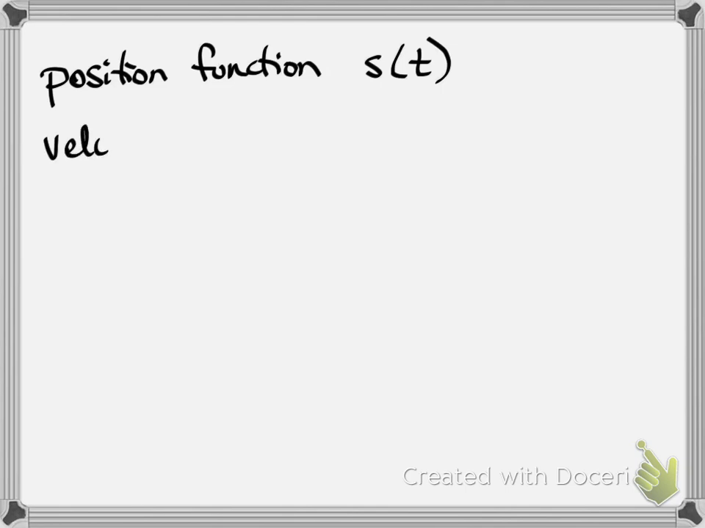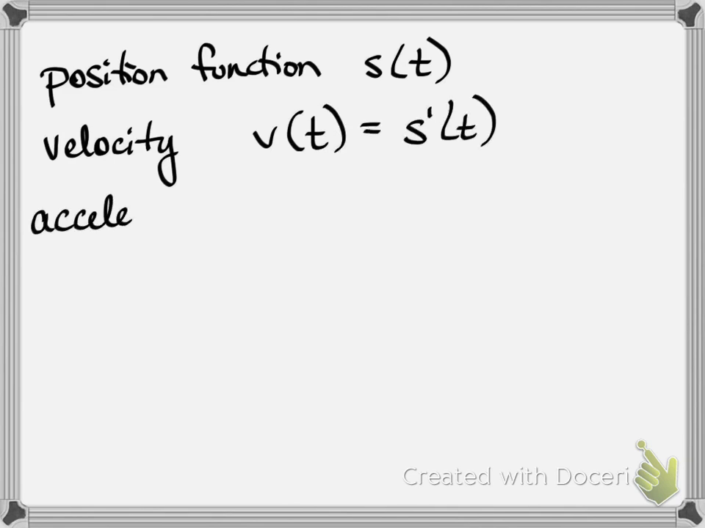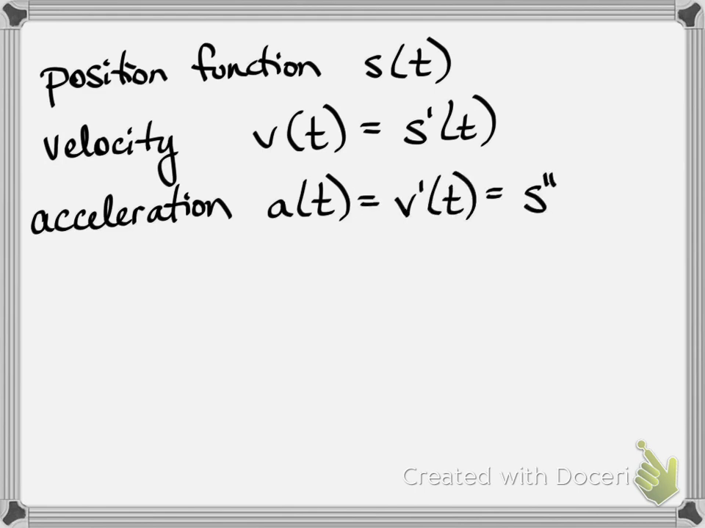But what's important to us right here is the position function is s of t. We can get velocity, v of t, by doing the derivative of s of t. Well, it turns out the acceleration function, a of t, is the first derivative of velocity, which would be the second derivative of position. So that's the relationship between them.